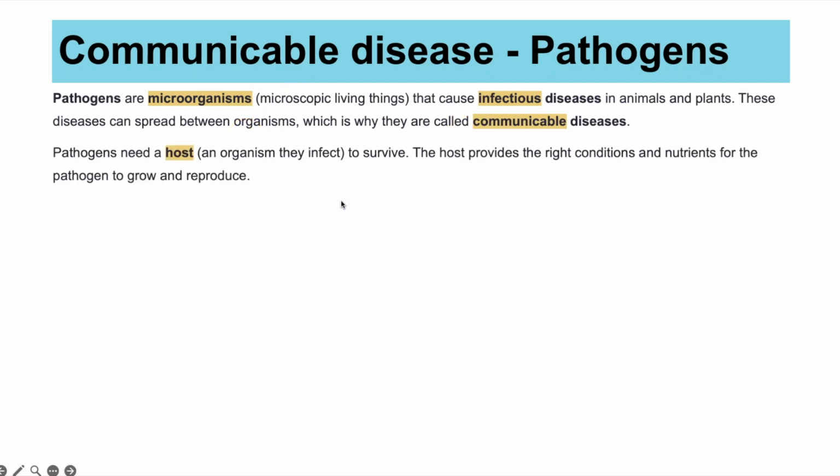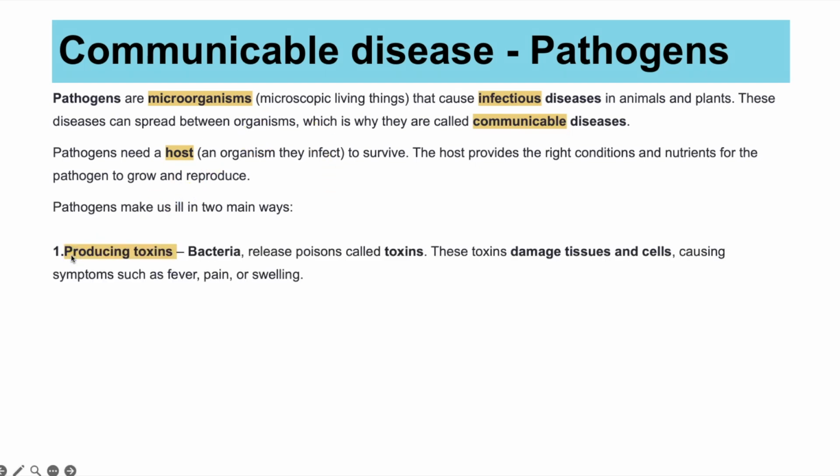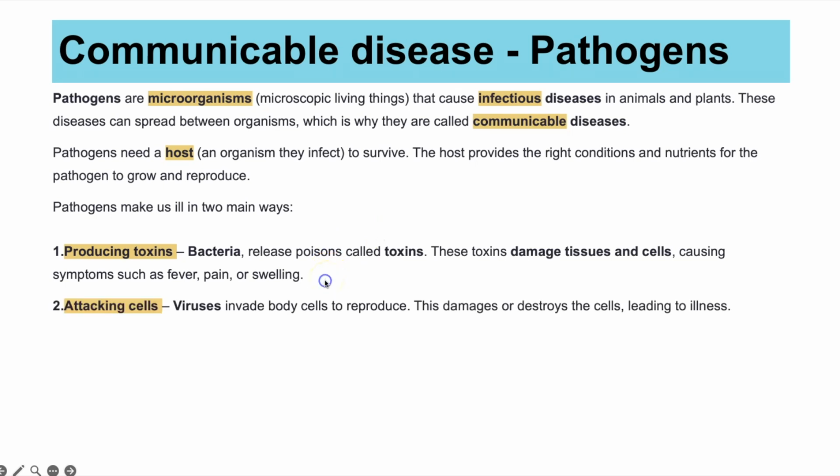Pathogens need a host, which is an organism they infect to survive, and the host provides the right conditions and the nutrients, such as glucose, for the pathogen to grow and reproduce. There's two main ways that they can make you ill. Number one is producing toxins. Bacteria release poisons, which is what a toxin is, and these toxins can damage your cells and your tissues, causing the symptoms that you might get, such as a fever, pain, or even swellings.